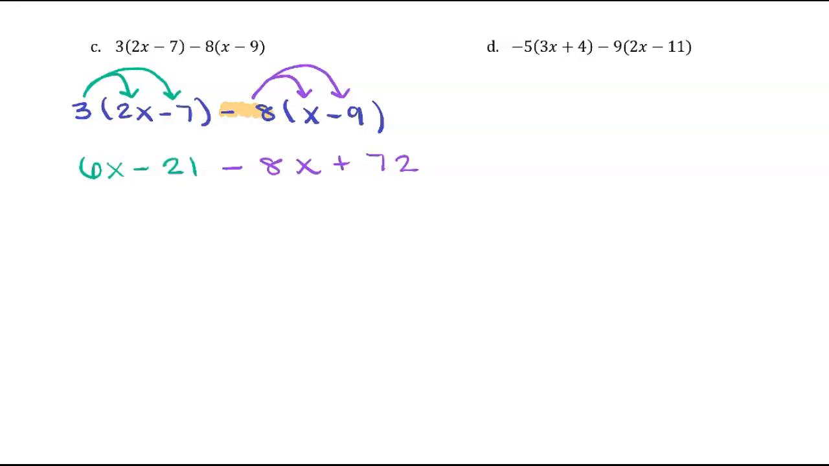Now let's combine like terms. First, I notice that I have a positive 6x and a negative 8x. Let's have the same variable with the same exponent. That's a total of negative 2x. Next, I'll look at the constant terms of negative 21 and positive 72. Combining those two together, we get a positive 51. So now we've simplified this expression using the distributive property twice and then combining like terms. And that's the end of this lesson.